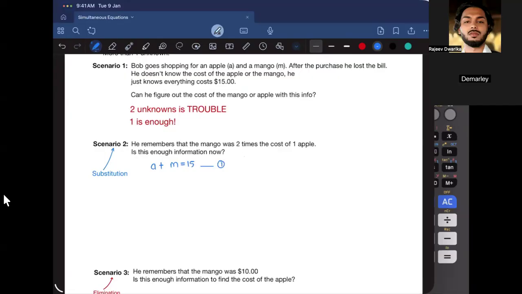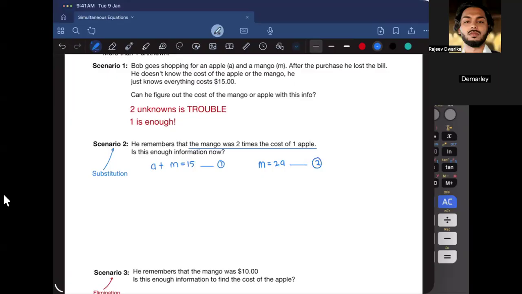Now, in scenario 2, he remembers that, I want you to read this for me. What is that saying? He remembers that the mango was 2 times the cost of apple 1. So in other words, the cost of one mango is equal to what? One mango is equal to 2 times the first one. That's what you're saying? That the mango is 2 times the price of one apple? Yeah, that makes perfect sense.